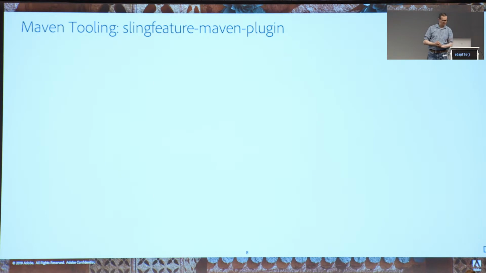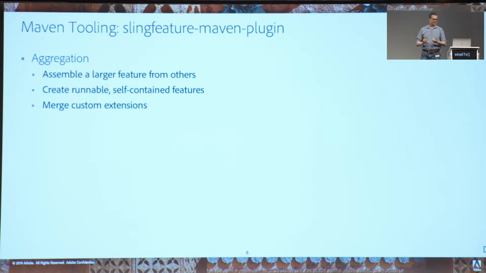Okay, and then let's talk a little bit about the Sling Feature Maven plugin. It has a lot of targets that you can use. There's a few that I want to lift out here. It supports aggregation. So with this, you can select multiple feature files. They can be in your project or out in a Maven repository. It supports all that. You can combine them all together and merge them, either to create intermediate features or to create self-contained runnable features. And it also supports custom merge extensions where you can influence the aggregation process. So that's really powerful.